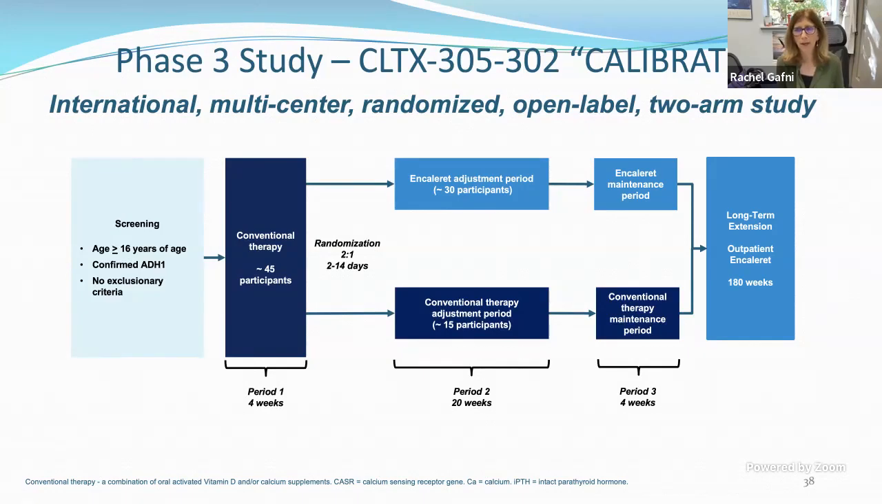And then after that, everybody will continue on Encalaret. So the 15 patients that were on the conventional therapy group will eventually switch over to Encalaret, and they will be followed for up to another 180 weeks. So this is very exciting. NIH will be a site for this, but there will be other sites around the United States and in Europe, and I think maybe Japan. I'm not 100% sure. So definitely keep your eye out for it.